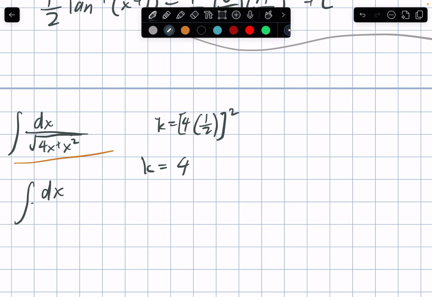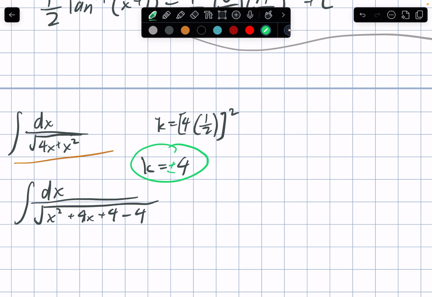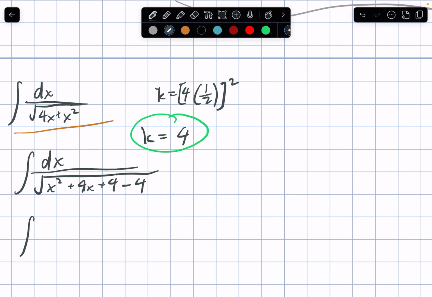We write our problem according to decreasing degree. So highest degree first. And then next is 4x. And then next is 4. And then minus 4. Always a plus and a minus of it.